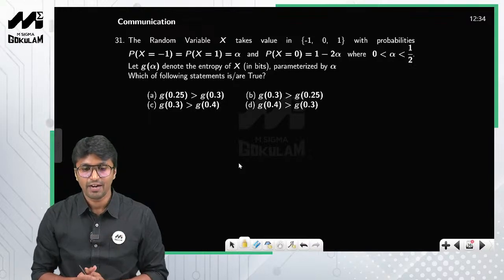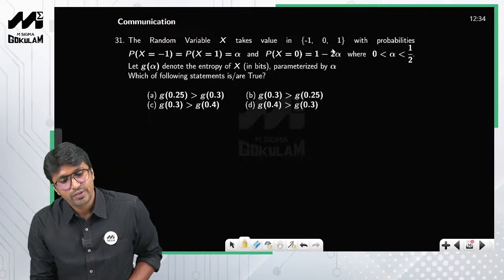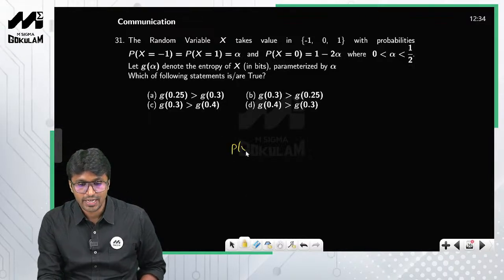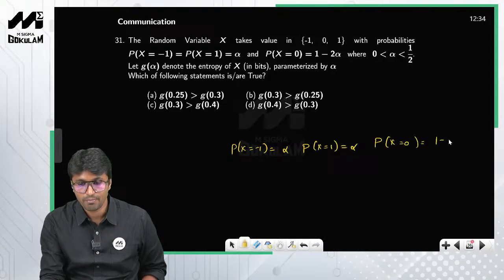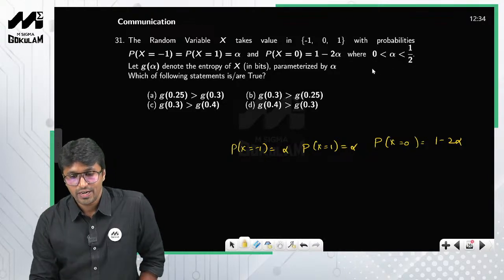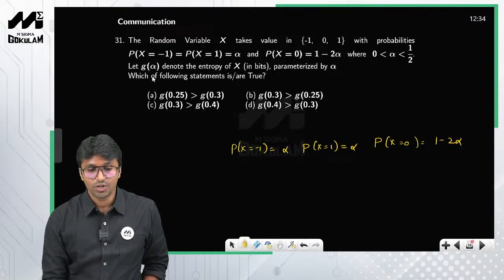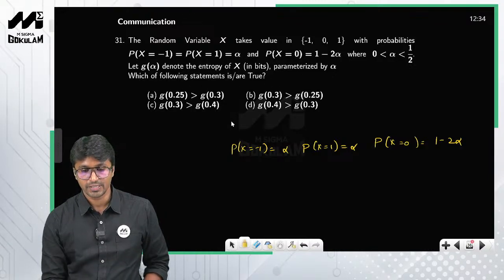So the random variable x takes -1, 0, and 1 with probabilities. So the probability of x taking -1 is equal to alpha, the probability of x taking 1 is equal to alpha, and the probability of x taking 0 is equal to 1 minus 2 alpha, okay, where the value of alpha lies in between 0 and 1/2. Let G of alpha represent the entropy of x parameterized by alpha. Which of the following statements are true, right?